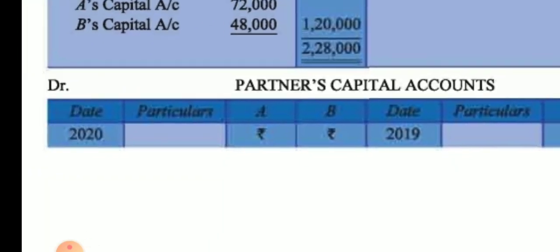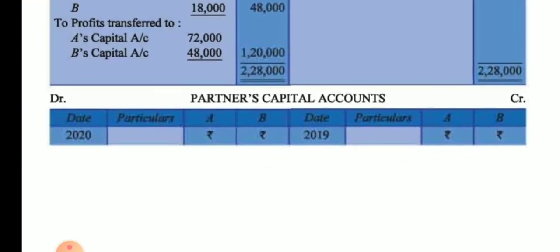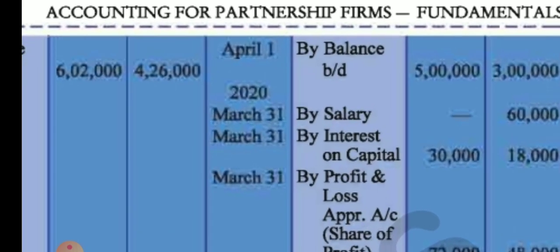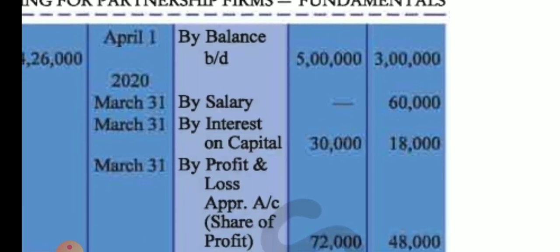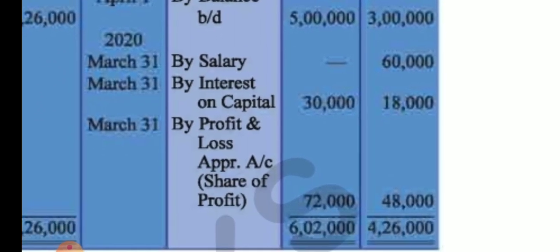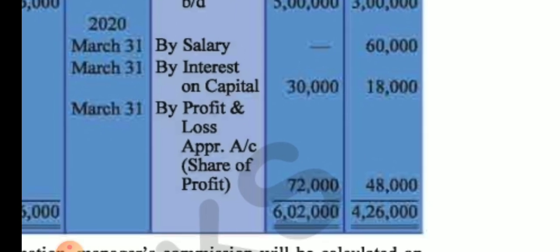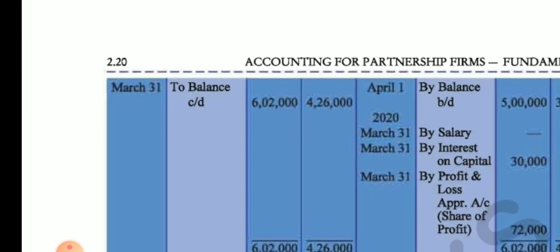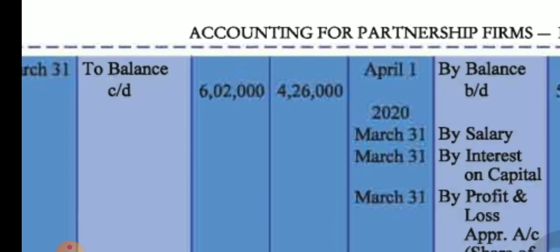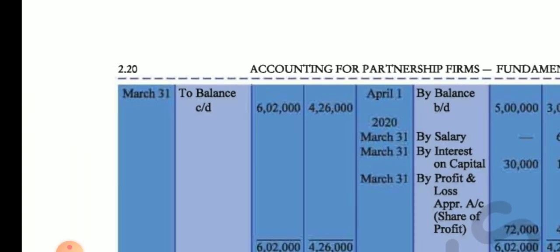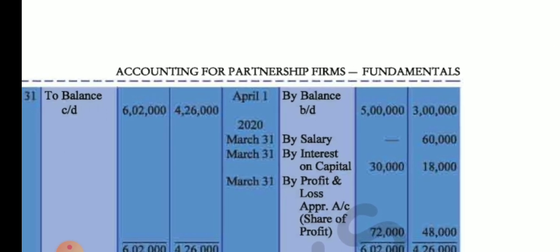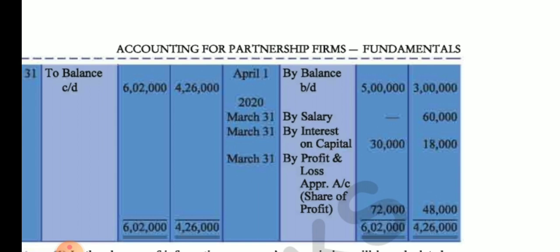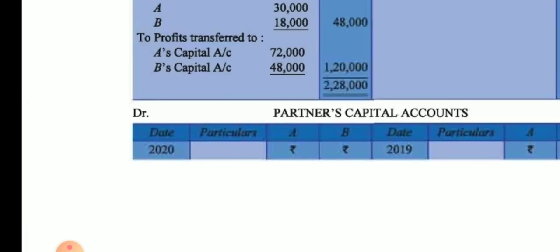Now we are going to make the partners' capital account. Just see, it's a partners' capital account. First, by balance, the capital is 5 lakh and 3 lakh. Then salary for B only, 60,000, then interest on capital 30,000 and 18,000. Then profit coming from the P&L appropriation account, 72,000 and 48,000. Then the balancing amount is 6 lakh 2,000 and 4 lakh 26,000. This is the balancing amount. All these amounts, salary, interest on capital and profit, come from the P&L appropriation account.